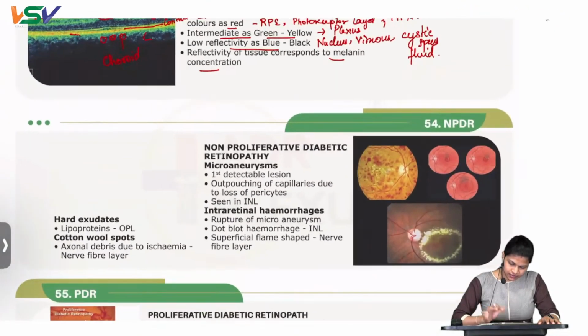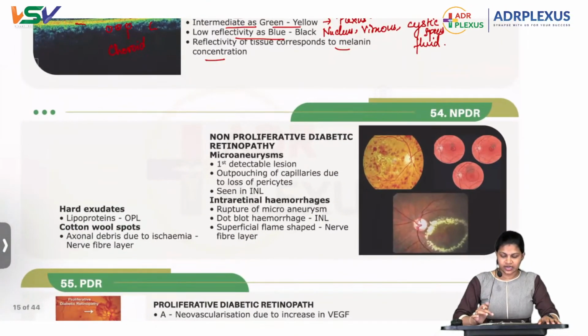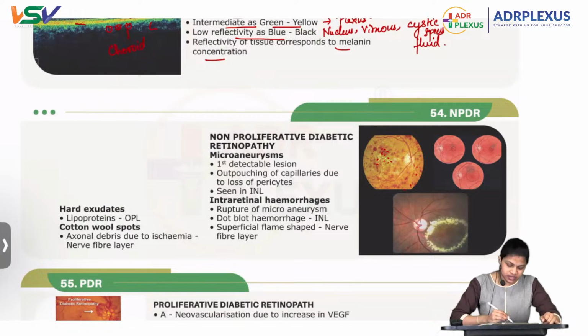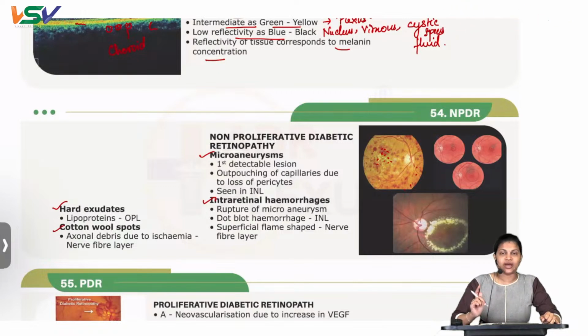Now, whenever there is a retinal picture, as you can see here in this, you have hemorrhages here, right, all over, and exudates are this yellowish color. So this is a non-proliferative diabetic retinopathy. Now, four features are present in this: microaneurysms, intraretinal hemorrhages, hard exudates, and cotton wool spots.